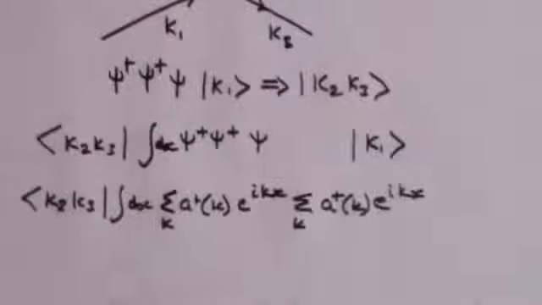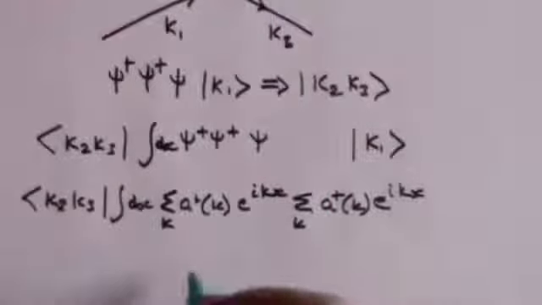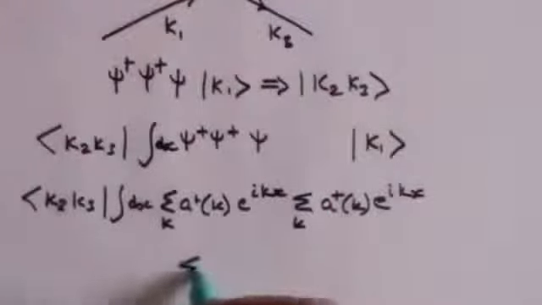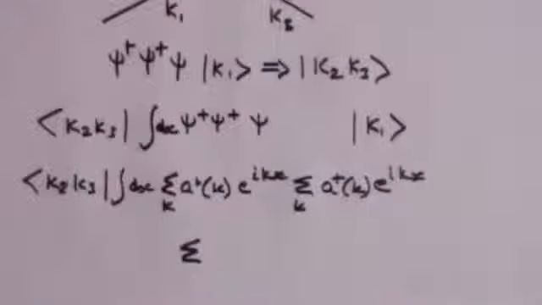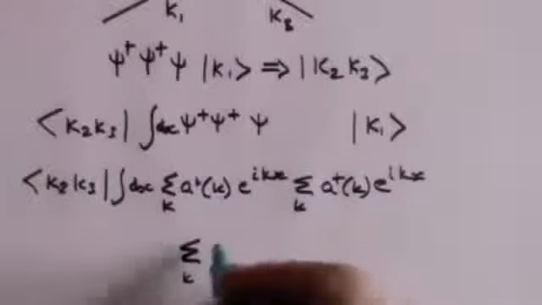Then I need to operate with the annihilation operator, so I'm going to come down here and we need to multiply by sigma over k of a minus.